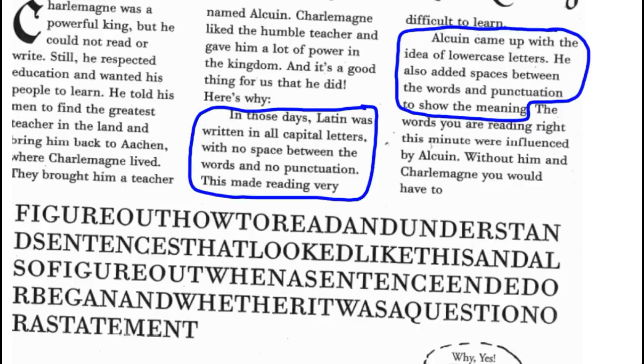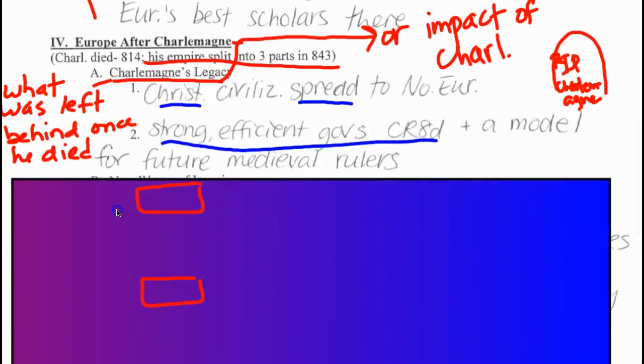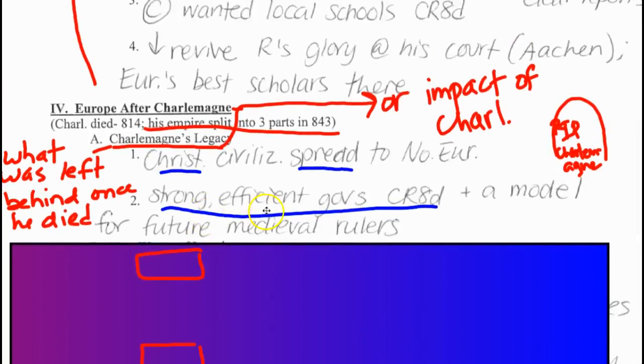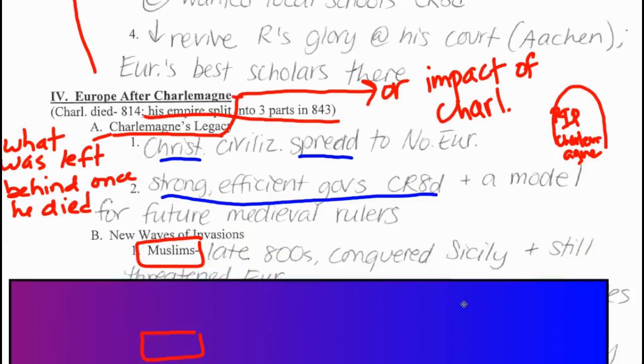All right, back to the facts. The next section talks about after Charlemagne died, what Europe was like. Again, make sure if you wrote information that I had already given you that you fix your notes in 1 and 2. And when it says Charlemagne's legacy, it's just talking about what was left behind once he had died. What kind of impact did he have on history?